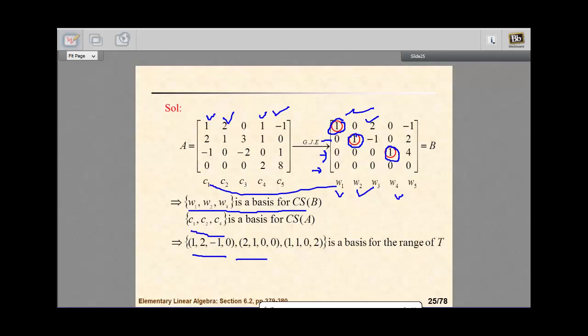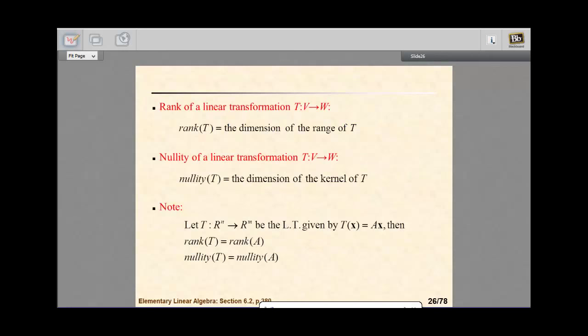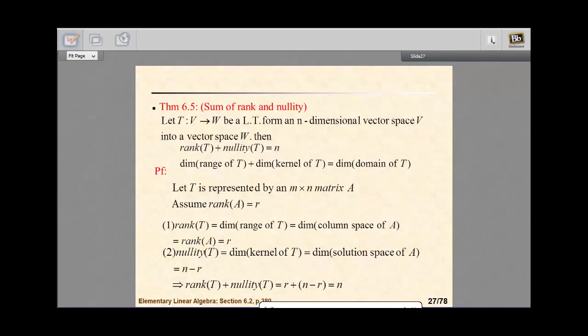Okay, so let's proceed. Now there are some more definitions. What is the rank? Rank means the dimension of the range of T. And what is nullity? Nullity means the dimension of the kernel of T. Let T from Rn to Rm be a linear transformation given by T(x) equals Ax. Now there is a theorem called the rank nullity theorem, and the theorem says that the rank of T plus nullity of T is equal to n.